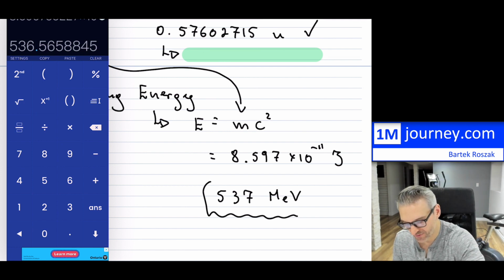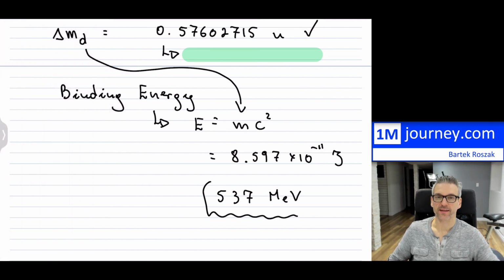So that is a very nice example to see how these things get calculated. And then of course you can hopefully be comfortable on the unit conversion side, where you can go back and forth between kilograms, atomic mass units, joules, and electron volts or mega electron volts.